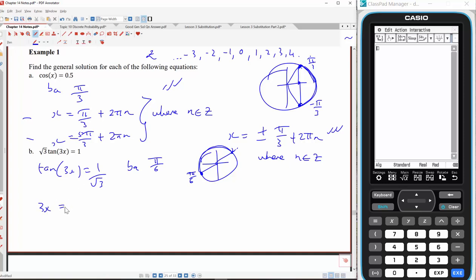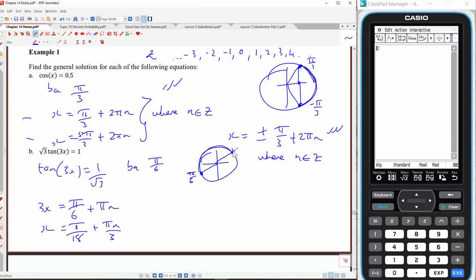So here we go. We're going to say that 3x is equal to pi on 6 plus pi n, where 0 will give us pi on 6, 1 will give us 7 pi on 6, 2 pi will get us to there, 3 pi, 4 pi, etc. Now here is the complicated part. Now we have to divide by 3, and we're going to divide both things by 3. So that's going to be x is equal to pi on 18 plus pi n on 3.